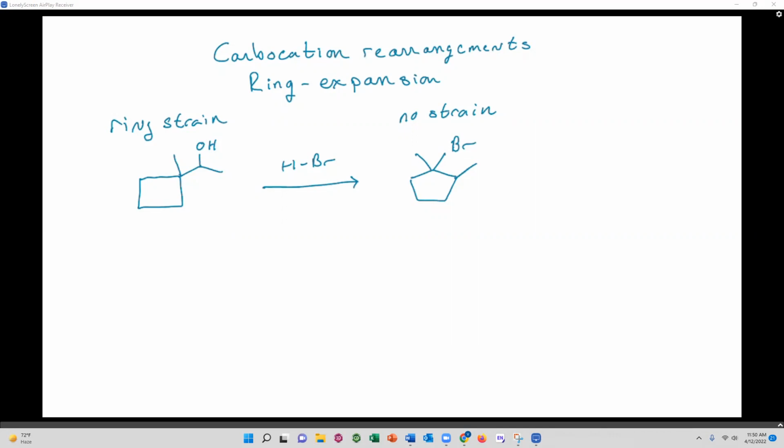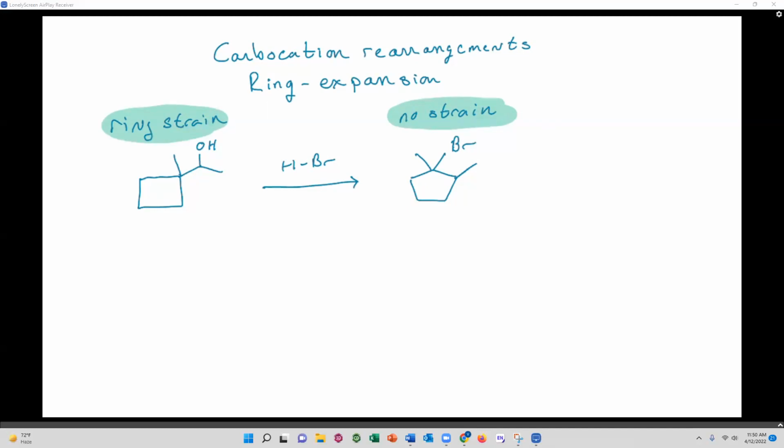So I'm going to go from a compound that has ring strain. The cyclobutyl group has 90-degree angles, and so we know that we have angle strain in that particular substrate compound. Over here, we're going to go to a 5-membered ring, and we know that cyclopentyl derivatives have practically no strain. They have a little bit, but not enough to make a huge difference.